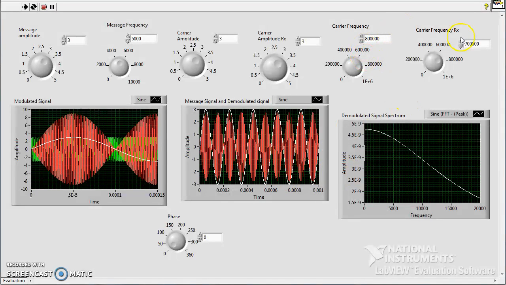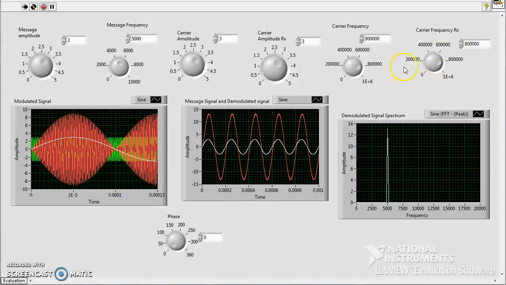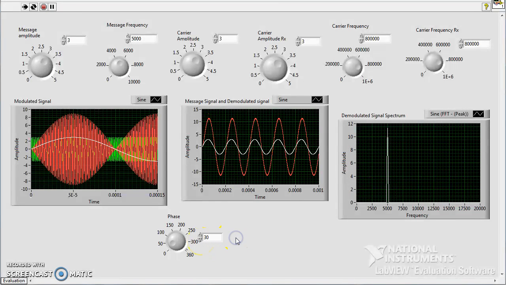So now I'll make the frequency the same as the frequency at the transmitter side. That is, both transmitter and receiver are in sync, which means that it is a coherent demodulation. I'll change the phase at the receiver side to, let me say, 30 degrees. You could see that there is a reduction in the amplitude of the demodulated signal. Because of the phase, we will have a cos phi term at the output. So cos 30 reduces the amplitude of the demodulated signal.